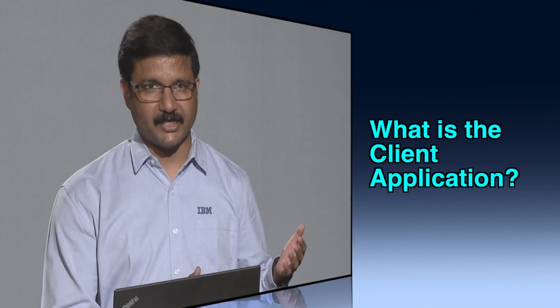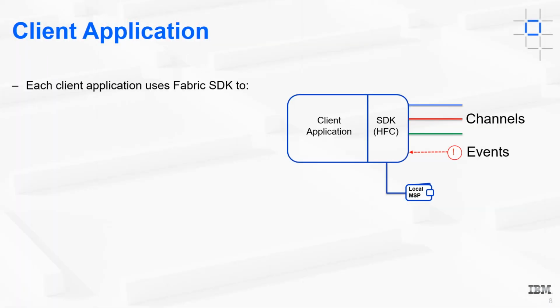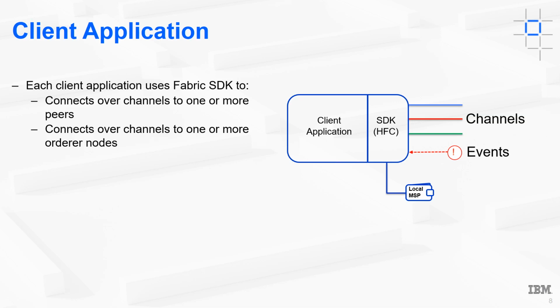Now, what is a client application, as we saw in the previous chart? A client application uses the Fabric SDK to connect over the channel to one or more peers, number one. Number two, it connects over the channels to one or more orderer nodes.